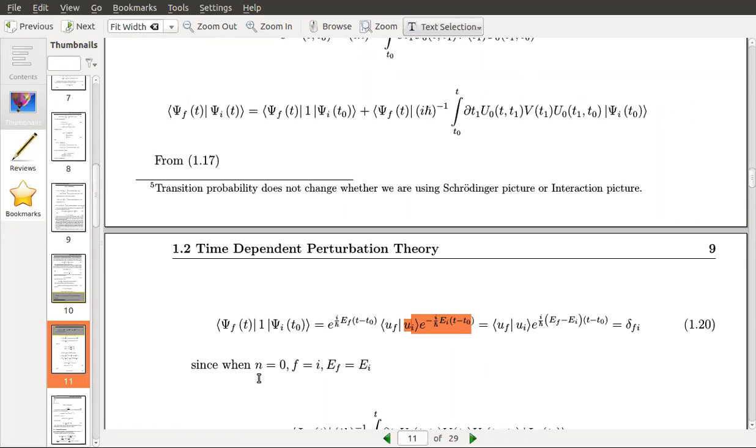Now you simplify this one. So the scalar product of U_f and U_i you can put on the left side. If that is normalized, since these are basis vectors, you can write it as delta fi. And now these two you can combine as e to the power of i by h cross (E_f minus E_i) times (t minus t0).